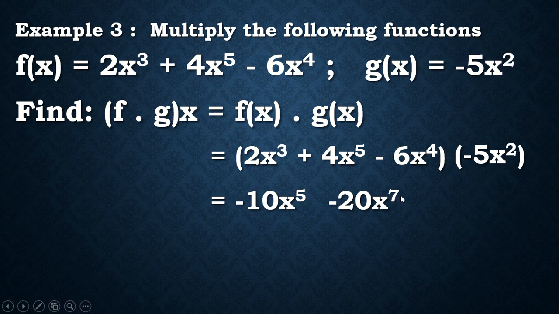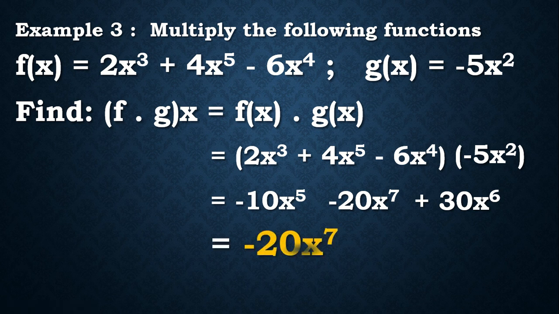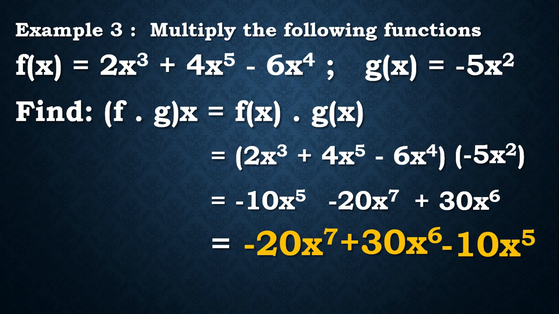5, 7. And then we have to multiply negative 5x squared by negative 6x to the 4th. 5 times 6, 30. Negative times negative, positive. So we have plus 30x to the 6, because 4 plus 2, we will have the exponent of 6. And then we have to write it in descending order. So we have negative 20x to the 7 plus 30x to the 6 minus 10x to the 5th.